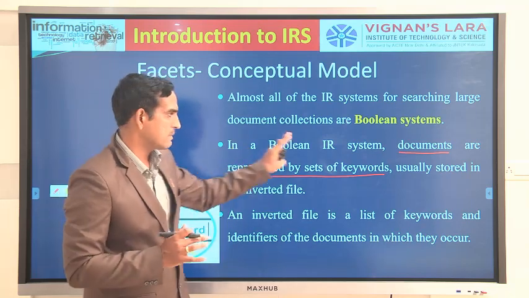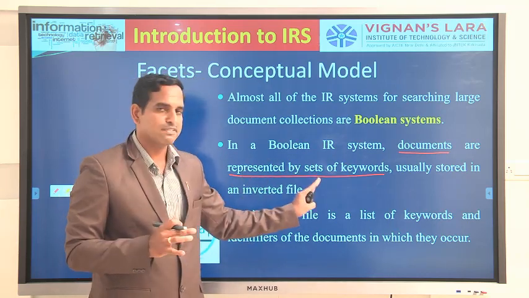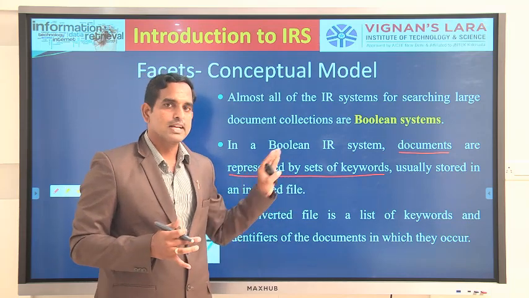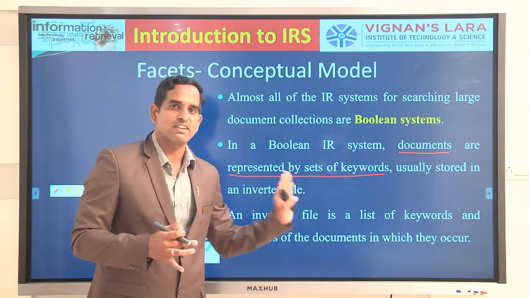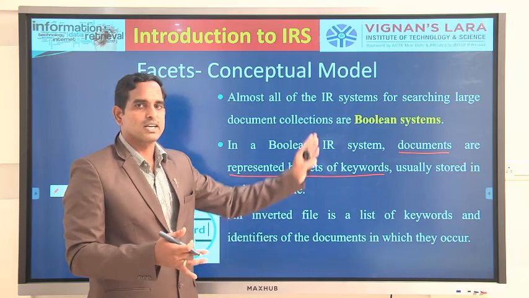So the Boolean system mainly contains documents. Those documents are identified by identifiers, and each document has its set of keywords. These keywords and document identifiers are usually stored in an inverted file, and this file will be searched for particular documents.